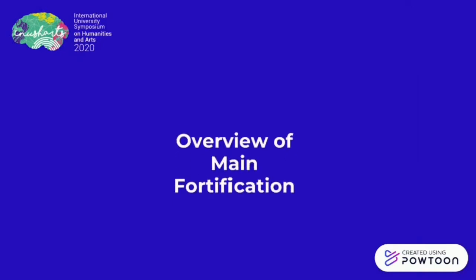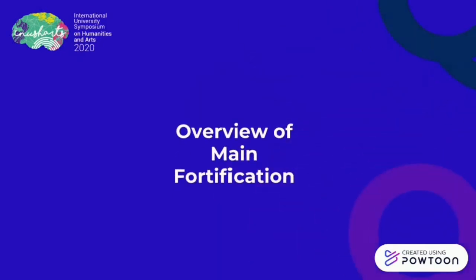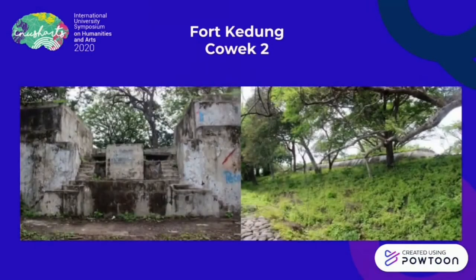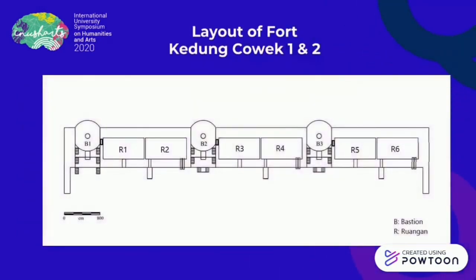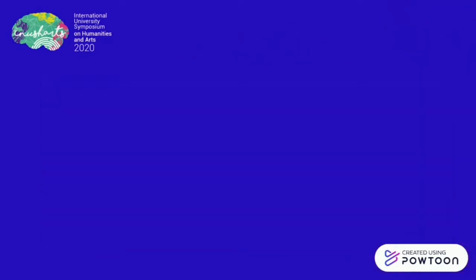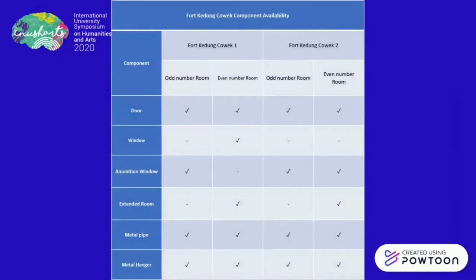In the overview of the main fortification section, I will explain the main fortification, that is Fort Kedung Cowek 1 and Fort Kedung Cowek 2. This is the layout of Fort Kedung Cowek 1 and 2 that consists of 6 rooms and 3 bastions. Based on the components, their availability is varied in every room and it led to some specification on the purpose of the room.